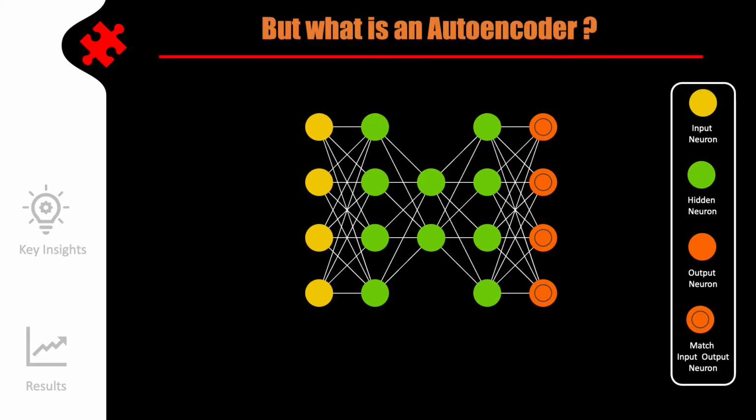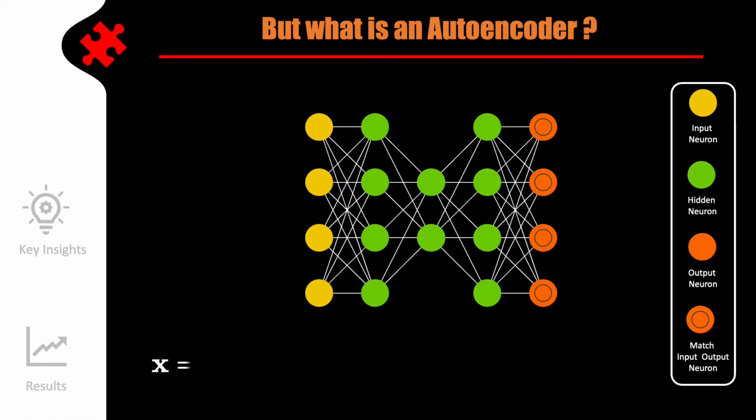Here is an example of autoencoder architecture. I have color coded the various neurons. Yellow means the inputs, green is for hidden layers, and this last layer looks a bit different as it has a circle inside it. This type of a neuron is called match input output neuron, that is, it should output the value that is same as that of input. Basically what you have in the yellow neurons.